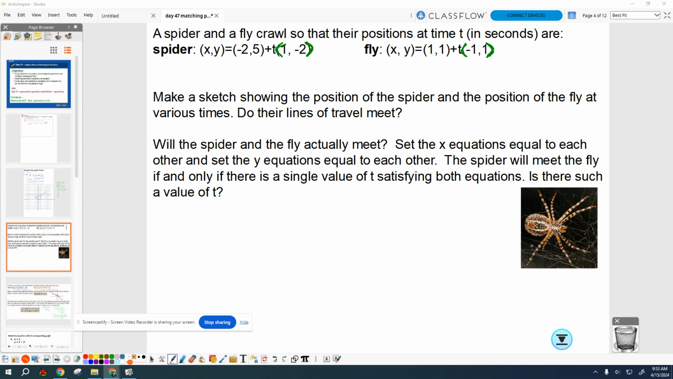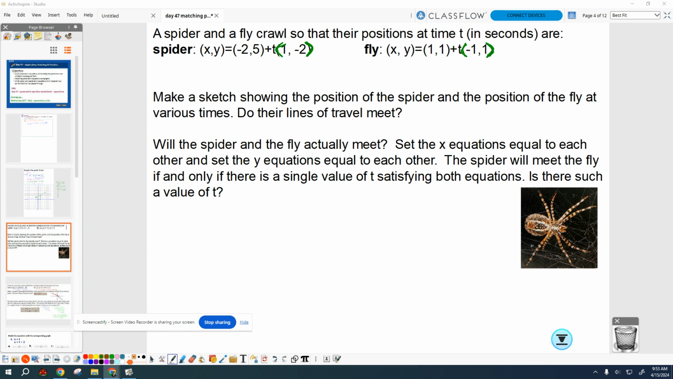Yeah, Nick? The fly gets away. Why? Because at the coordinate -1, 3, the spider gets there in 1 second, and the fly gets there in 2. Okay, boom. Who let him cook?